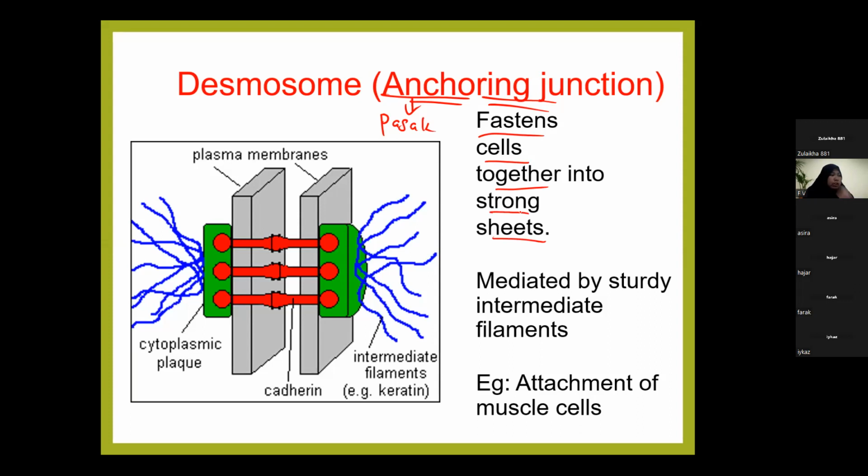Okay, so contohnya you can see this is plasma membrane of cell number 1, this is plasma membrane of cell number 2. Kalau kita lukis, let's say macam ni lah. Ni sel number 1, yang sebelah ni sel number 2.